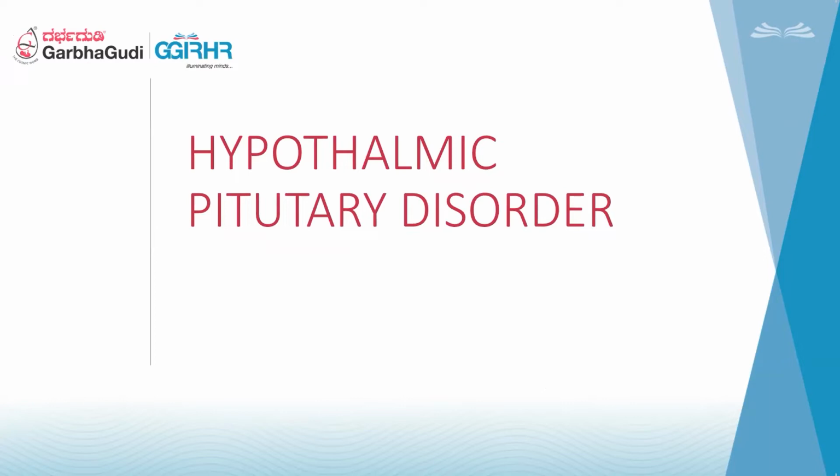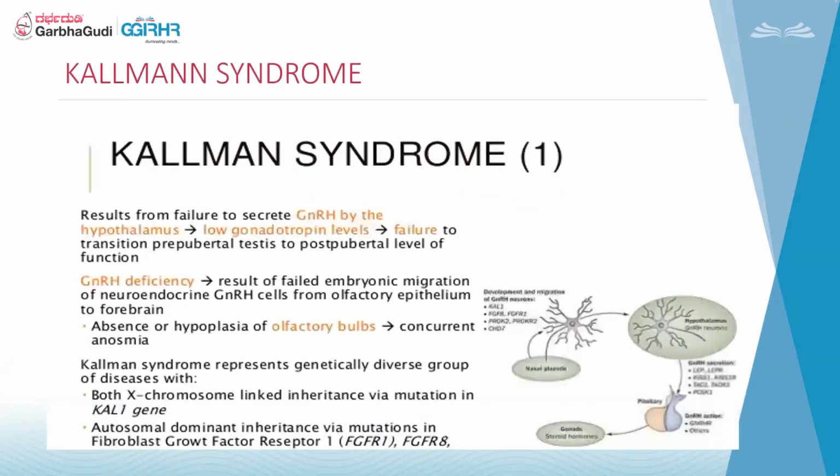Coming to hypothalamic pituitary disorders. So Kallmann syndrome. Kallmann syndrome is one of the most common causes of hypothalamic pituitary disorders, giving rise to male infertility. It results from failure of secretion of GnRH by the hypothalamus, leading to lower gonadotrophin levels, leading to failure to transition from prepubertal testes to postpubertal level of function.